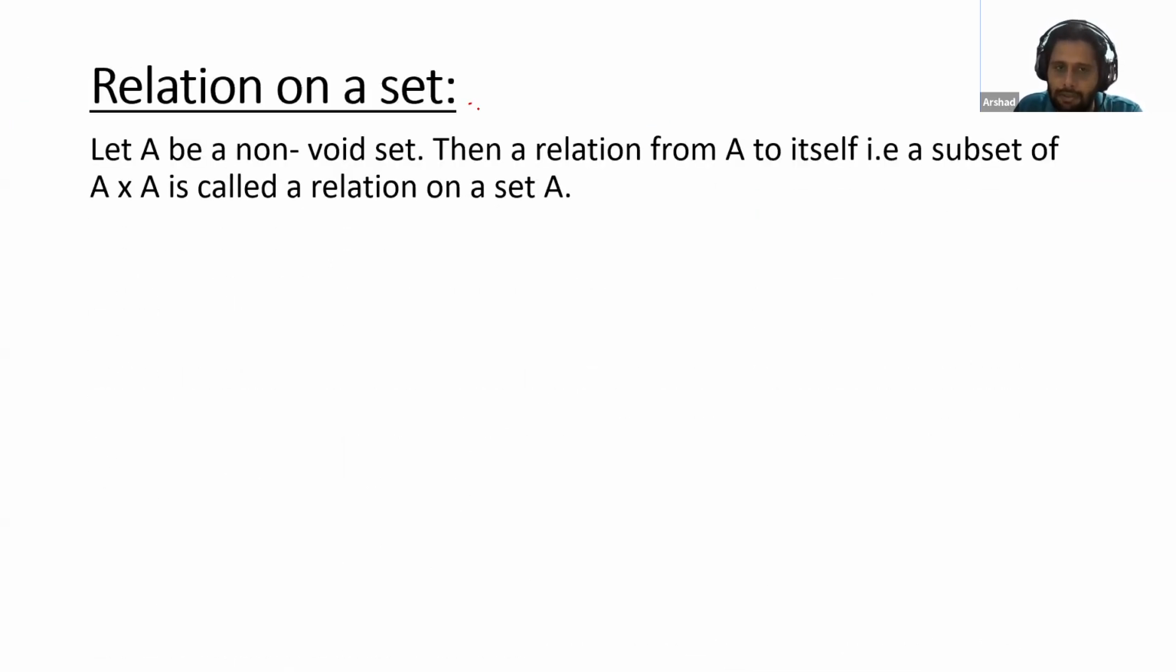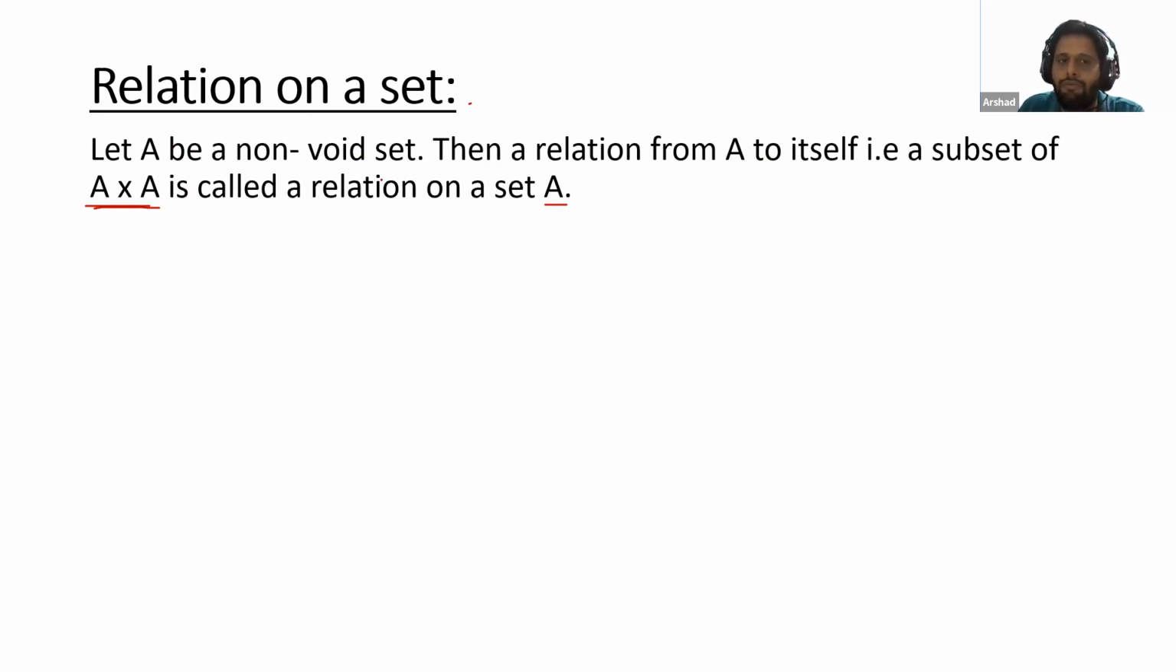We discussed this yesterday also: let A be a non-void set. You know what a non-void set is? Then a relation from A to itself, that is a subset of A cross A, is called a relation on a set A. So first you find the Cartesian product of A cross A, that is the Cartesian product between the same set. After finding the Cartesian product, you will find the relation. So relation on a set means you are finding a relation on a single set only. In place of B, you will use the same set A.